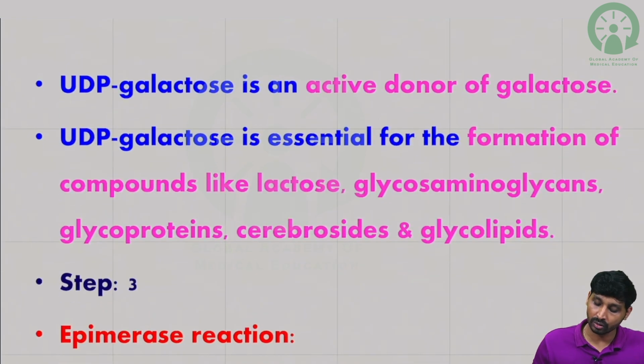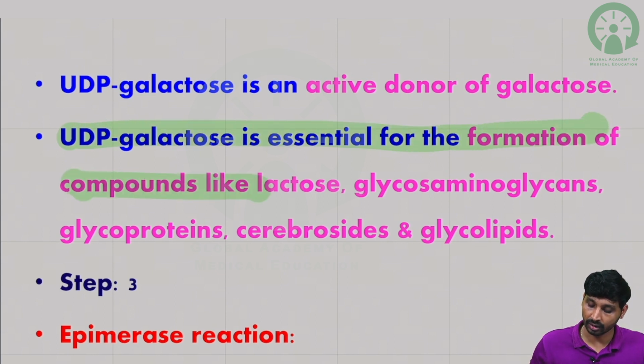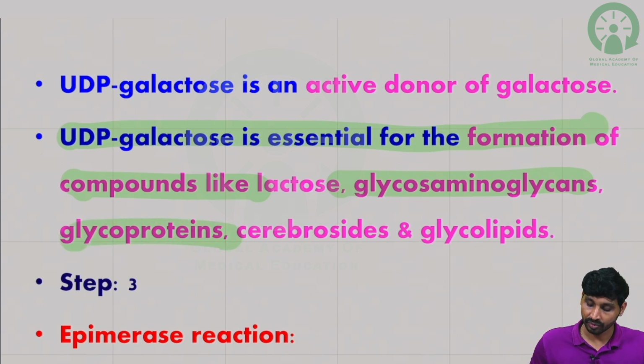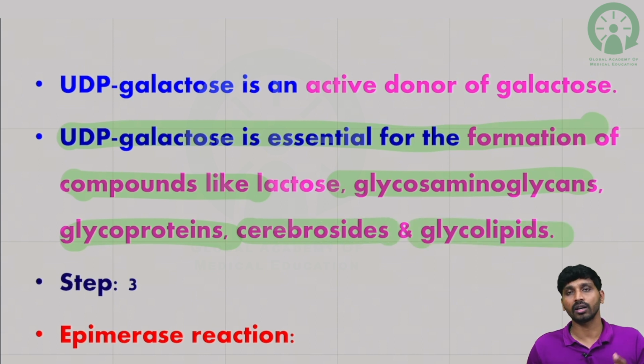UDP galactose is an active donor of galactose, essential for the formation of compounds like lactose and glycosaminoglycans. Why do we want galactose in our body? Because we want to synthesize complex carbohydrates like glycosaminoglycans, glycoproteins, cerebrosides and glycolipids. If you see their composition, galactose will be there. The carbohydrate moiety present in complex molecules like glycolipids, glycoproteins and cerebrosides is modified galactose, sometimes glucose, sometimes galactose.